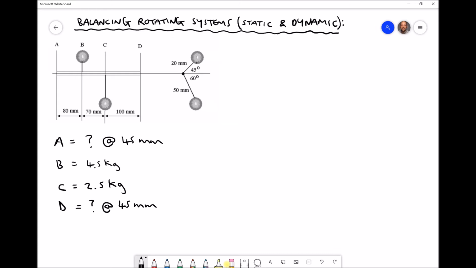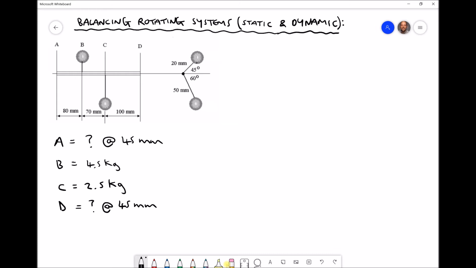Referring to the diagram then, we have 2 masses positioned. We have mass B and mass C. Now we know the magnitudes of each of those masses, 4.5 and 2.5 kilograms respectively, and we also know their distance from the neutral axis. We have 20 millimeters and 50 millimeters on the front view diagram for the assembly. And we also know their angular positions, 45 degrees from the horizontal for B and minus 60 degrees from the horizontal for C. Now, in addition to that, we know their positions along the length of this rotating shaft.